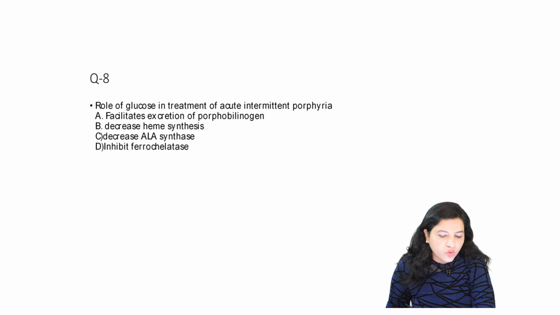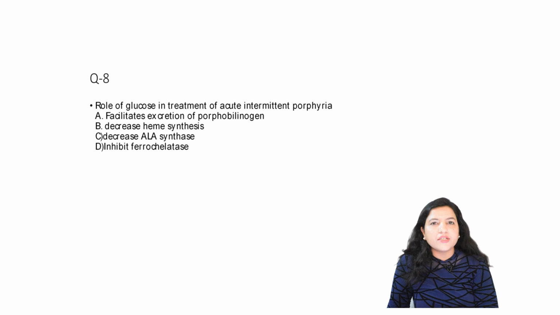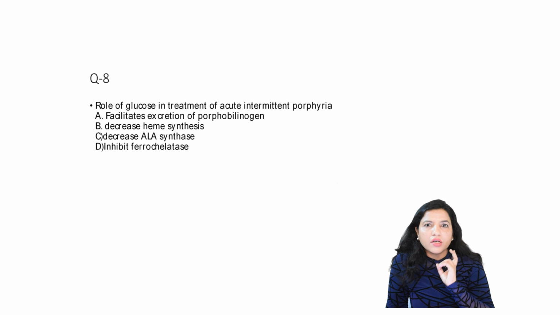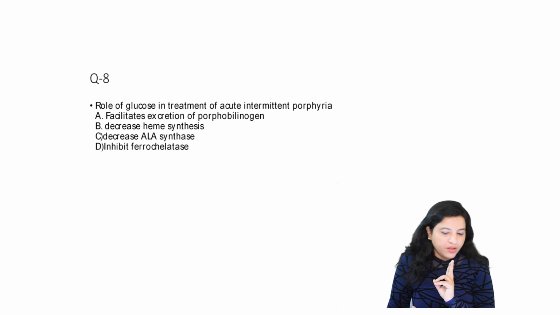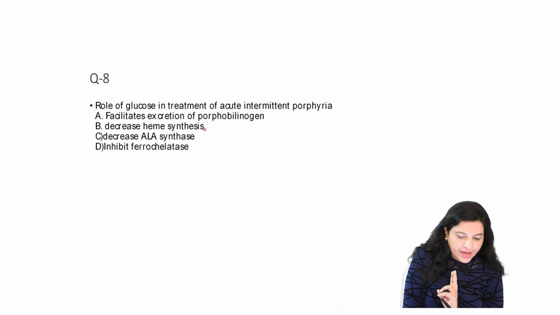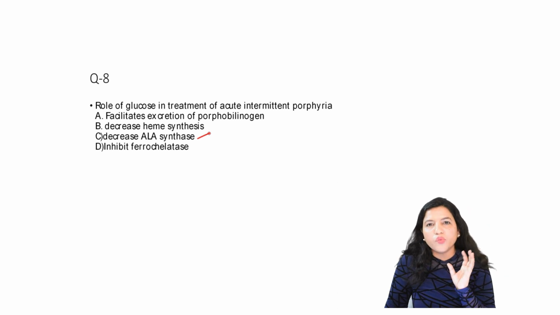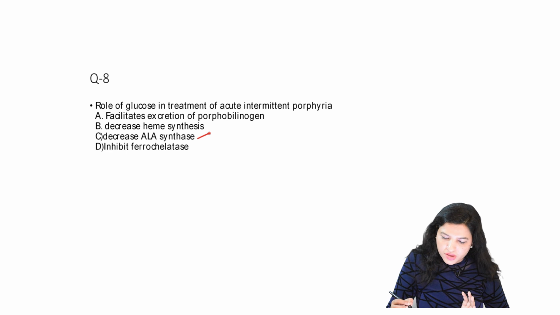Question number 8, role of glucose in the treatment of acute intermittent porphyria. Options are facilitates excretion of porphobilinogen, decrease heme synthesis, decrease ALA synthase, inhibit ferrochelatase. So there are 2 close options here, decrease heme synthesis and decrease ALA synthase. Now I'll show you what is written in Harper about this.